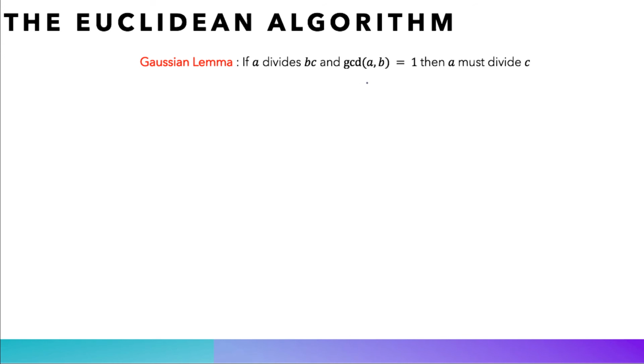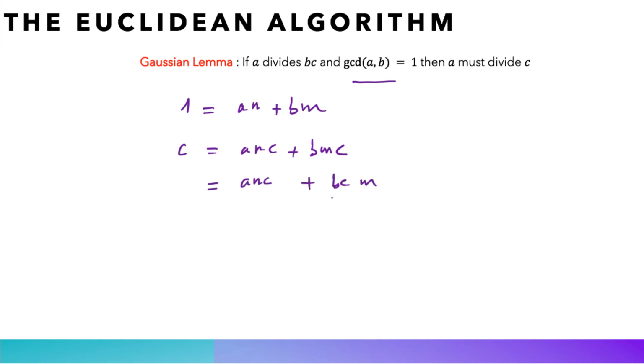Indeed, if the GCD of a and b is equal to 1, then by the Bézout Theorem one can find two integers n and m such that 1 is equal to a times n plus b times m. Now if you multiply both sides by c, one gets that c times 1, which means c, is equal to a times n times c plus b times m times c, which we can rewrite as anc plus bcm.